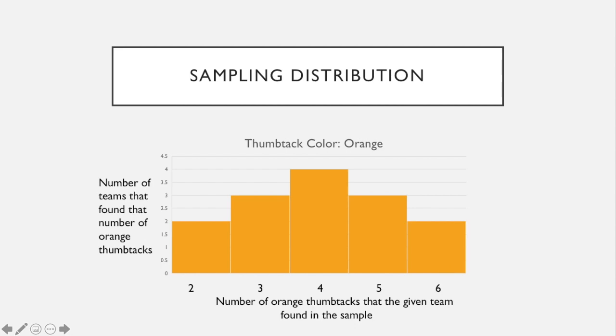So notice each team has their own statistic. Team 1 found 2 orange thumbtacks, and so did team 2. Team 3 found 3 orange thumbtacks, and so did team 4, and so on and so forth. So each team has their own statistic, and then we took all those statistics and made a distribution. This is a distribution of a whole bunch of statistics.